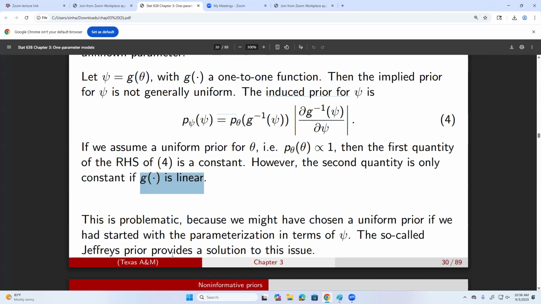So the regular uniform prior is not invariant to the transformation. Therefore, we have a better choice, and that better choice is the Jeffreys prior. Jeffreys prior solves that problem. It says if it is uniform, it is non-informative with respect to one expression of the parameter, then it is also non-informative with respect to a transformation of the parameter.